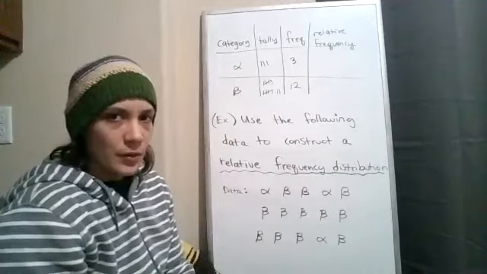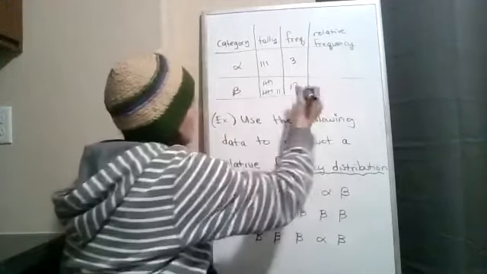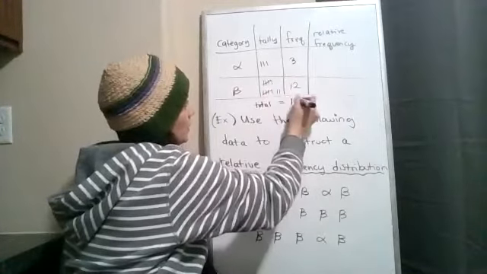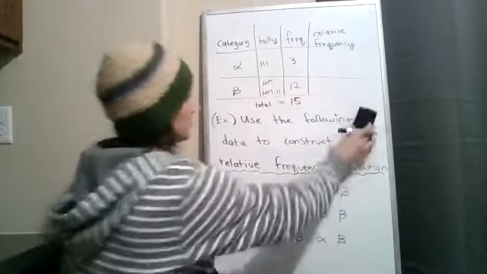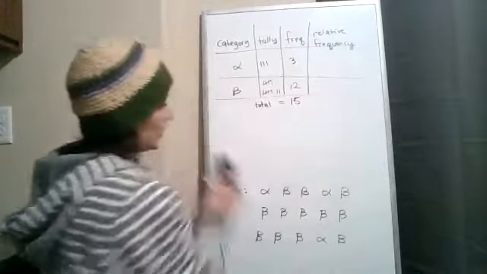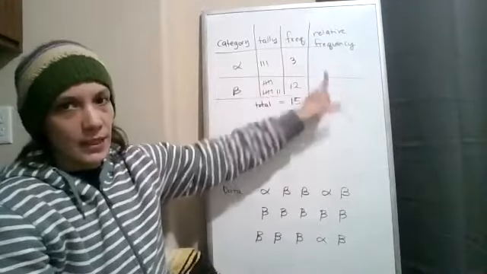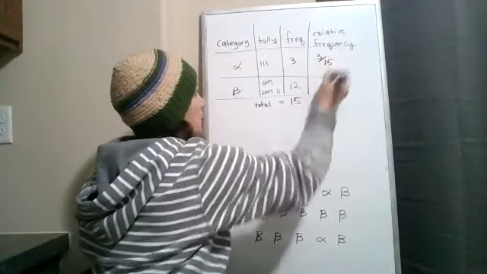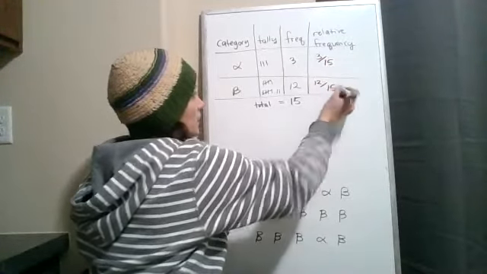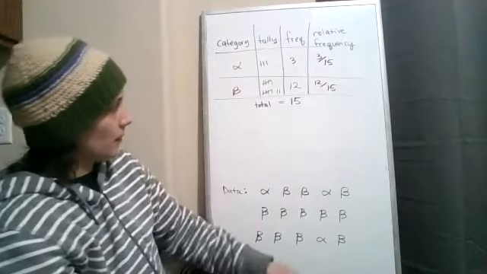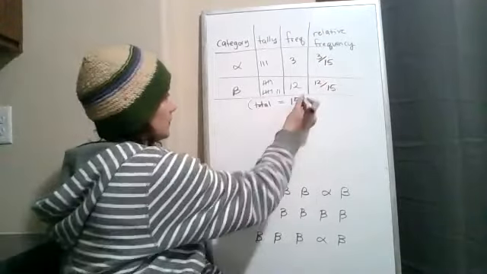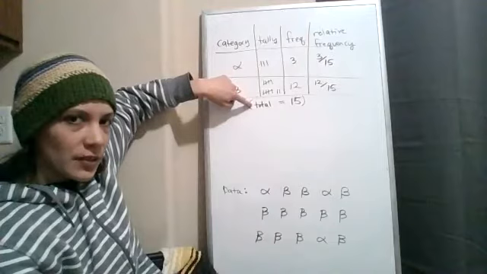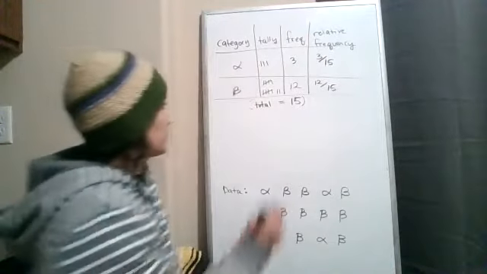You need to get the total number of frequencies, so let's do that right here. 15. So here's 3 over 15, and this will be 12 over 15. And then you're done. So the answer is this table. This is like scratch work, but I'm still going to leave it here just because.